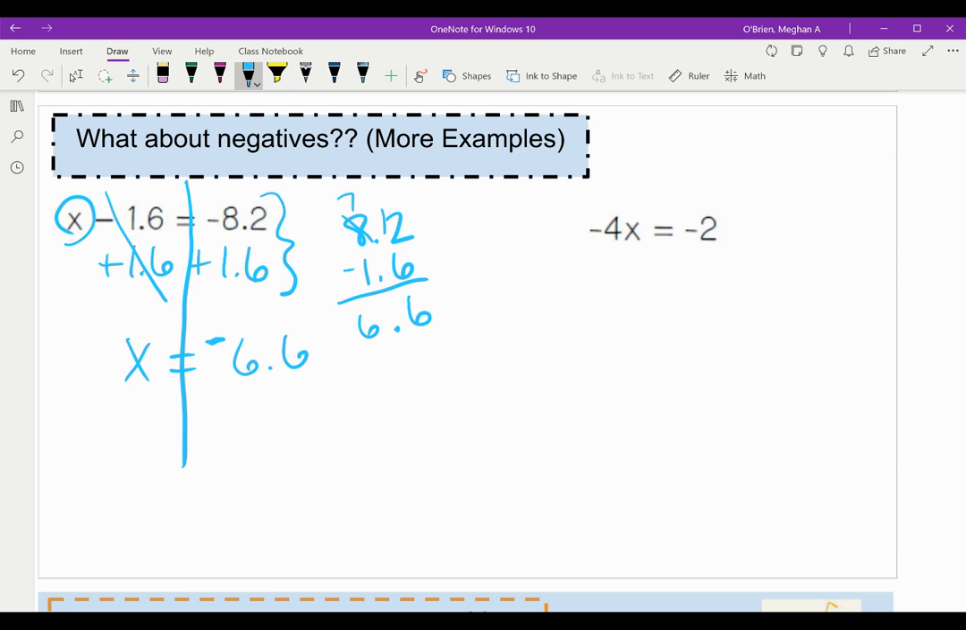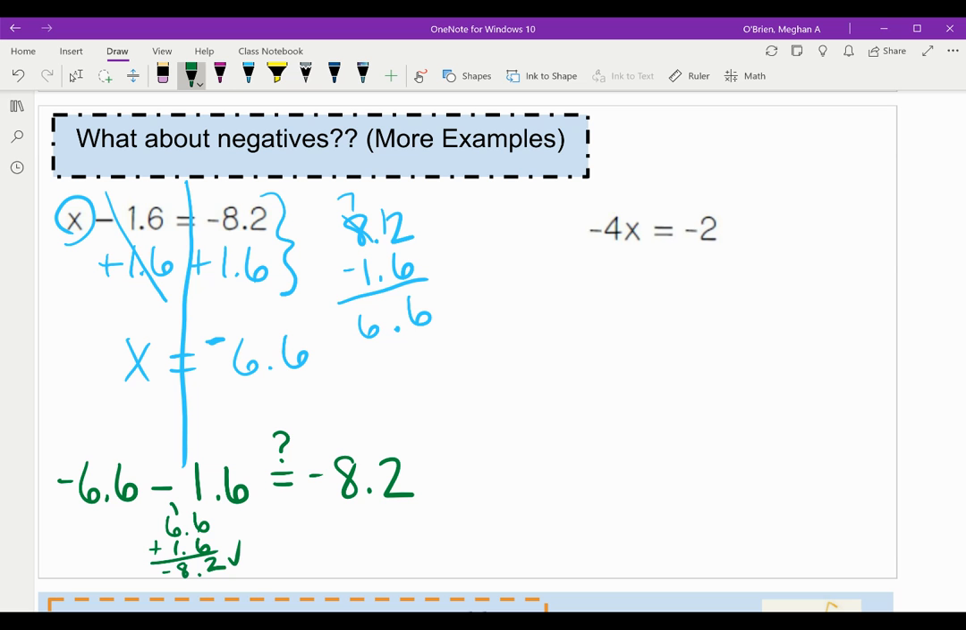So negative 6.6. Okay, how do I know if I got it right? I can plug it in and check. Negative 6.6, that's what I'm saying the value of the x is, minus the 1.6 in the original problem. I'm checking, does it equal negative 8.2? Yes, because negative 6.6 going further left on a number line 1.6 more would land on negative 8.2 on a number line. See, squeeze this in. 6, 7, 8. There we go. Yay. Okay. All right, over here.